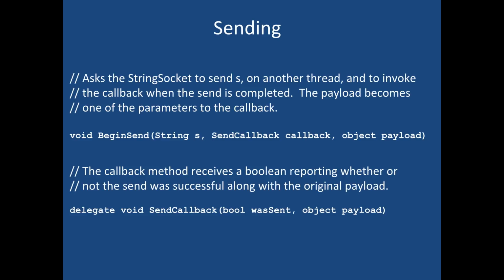So that's begin send. Once the send has completed, once it's been converted to bytes and sent through the socket, the callback method that you provide will be called by the socket. The parameters are was sent, which can be either true or false. I guess the other option is maybe the send failed, in which case this would be false. And then the payload object comes back. So in terms of your server, you'll send a line, and then when the callback is called, you'll send the next line, and when that callback is called, you'll send the next line, and so on.